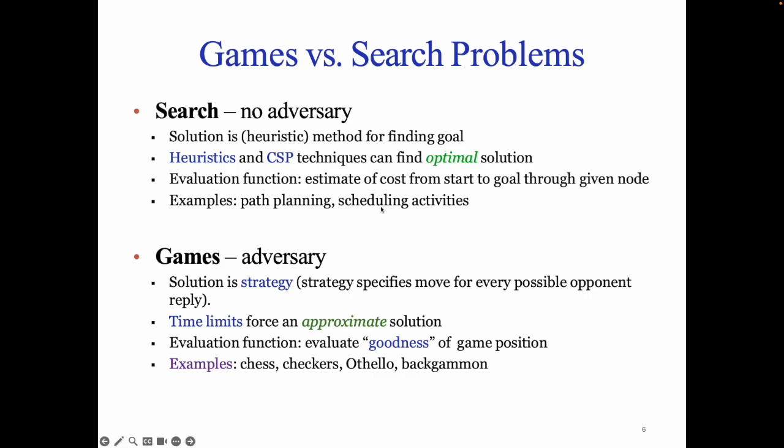For instance, path planning, scheduling activities, scheduling courses, coloring maps, and so on. Now in games, the solution is a strategy. We have time limits, and we have another player who is our opponent, and we have to think about their moves too, and their actions also affect our actions. Introducing another agent who is actively trying to block us changes everything here. The examples are chess, checkers, and the other games that you already mentioned.